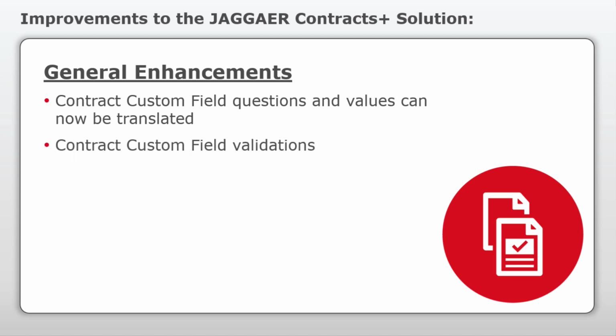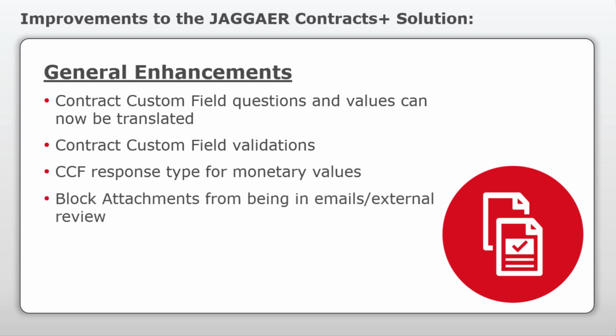We'll also have new contract custom field validations, giving customers the ability to define their string contract custom field pattern match using regex guidance for establishing the acceptable pattern. And there's also a new contract custom field response type for monetary values to facilitate minimum or maximum and currency validations. Other Contracts Plus features include the ability to block attachments within emails or external review emails.